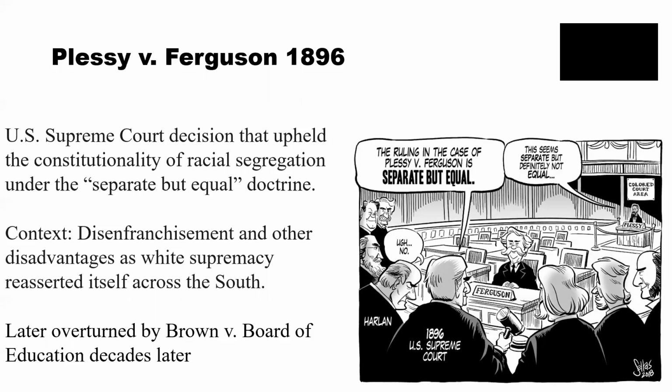So the context is obviously, as we talked about, the bargain of 1877, with disenfranchisement and other disadvantages as white supremacy reasserted itself across the South. And so yeah, the Supreme Court really upheld the decision of separate but equal. And this was later overturned by Brown versus the Board of Education decades later.